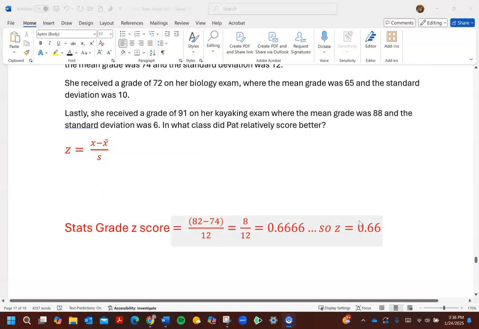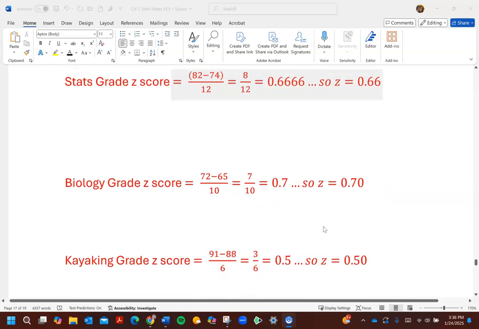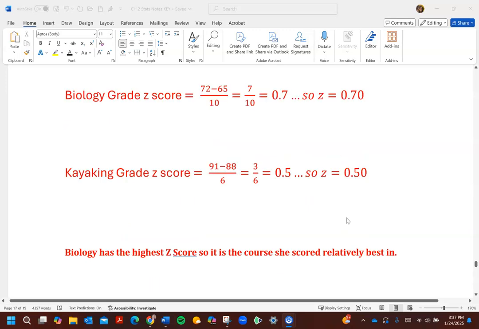So here's the answers for the other z-scores. For biology, we have 0.7. Kayaking is 0.5. So the highest z-score shows that this student was further away from the mean relative to the other students compared to her other classes. So in this case, we're looking at it as a good thing to be a little further. So that's the course she scored relatively best in.